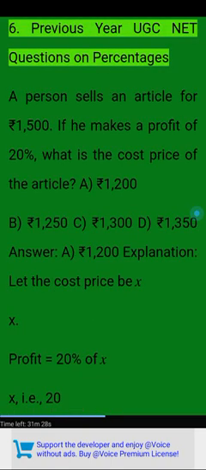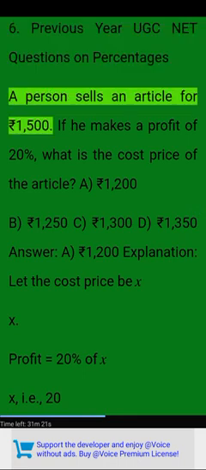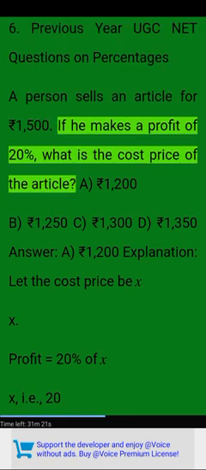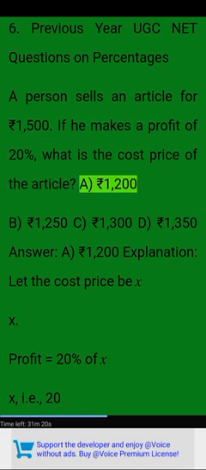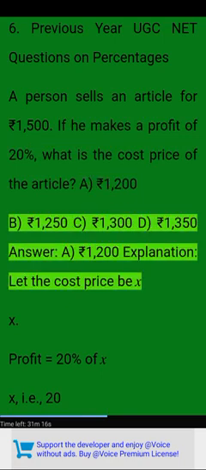6. Previous year UGC NET questions on percentages. A person sells an article for 1,500 rupees. If he makes a profit of 20%, what is the cost price of the article? A. 1,200 rupees. B. 1,250 rupees. C. 1,300 rupees. D. 1,350 rupees.